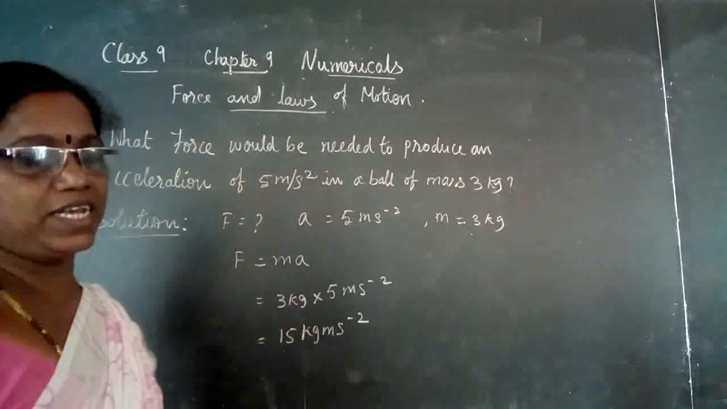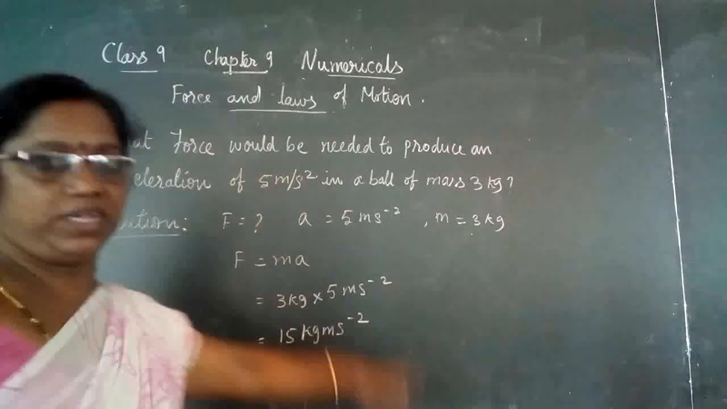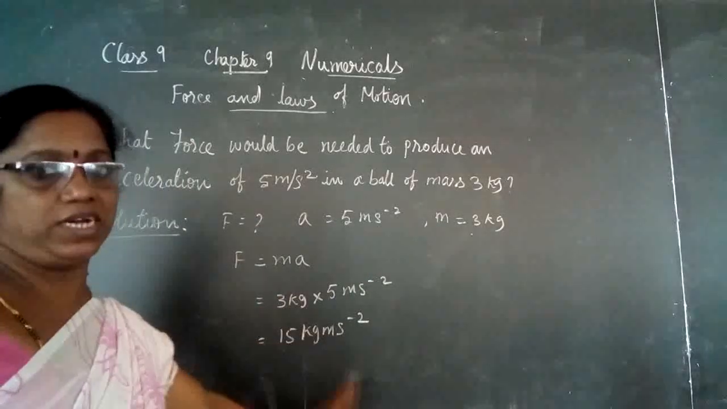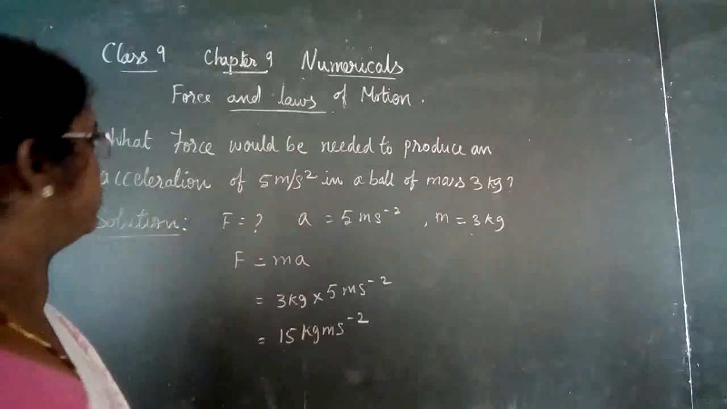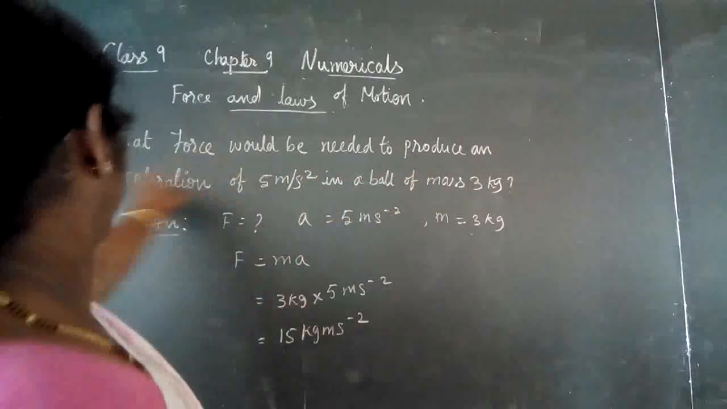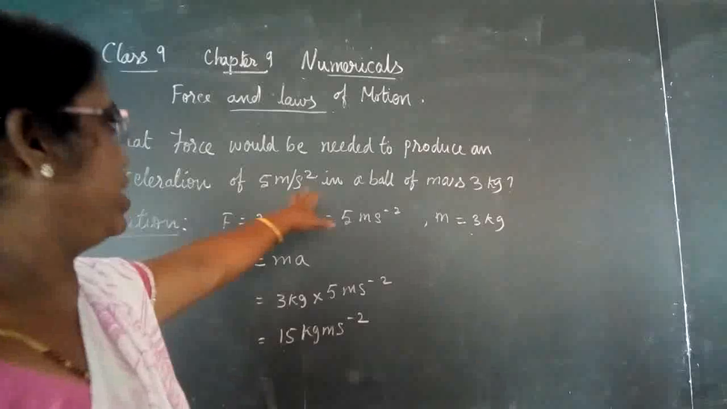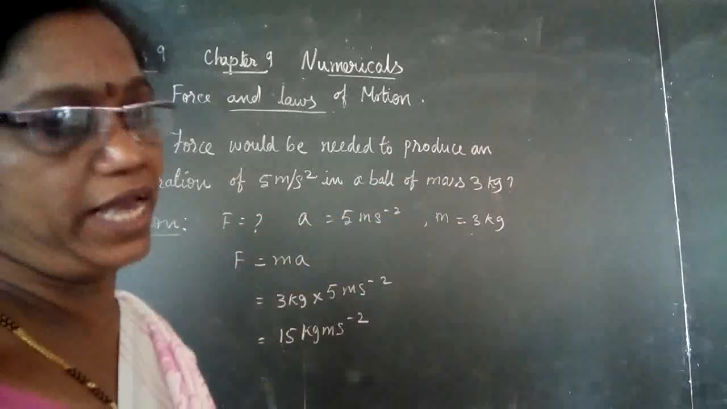In numericals, let us see sum number 1. These are some of the simple sums which, if you understand how to calculate, then you can solve the given sums from your textbook. What force would be needed to produce an acceleration of 5 meter per second square in a ball of mass 3 kg?